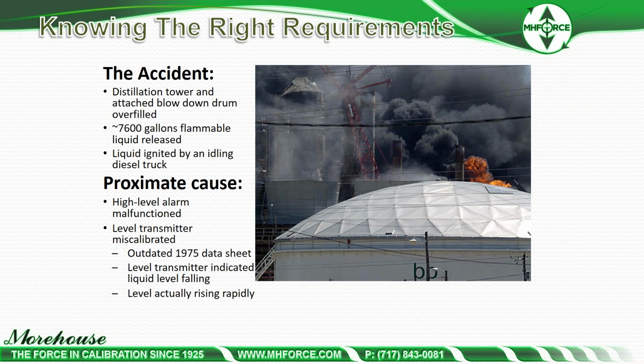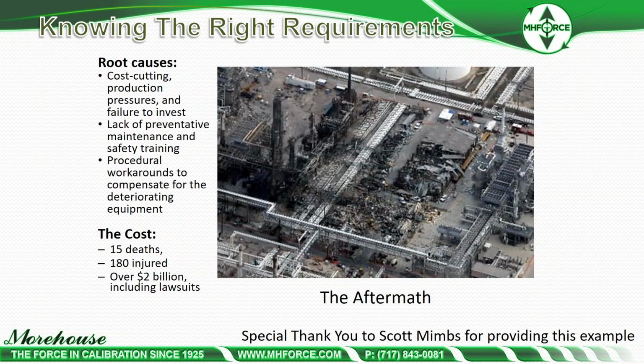We had some things happen such as a high-level alarm malfunction, a miscalibrated level transmitter, and an outdated 1975 data sheet. The level transmitter actually indicated the liquid level was falling when it was actually rising. These were things that could have been easily prevented. Then you dig deeper into it, and you have cost cutting, production pressures, and failure to invest. Hey, this happens. When your organization gets acquired by another organization, sometimes they come in and they cut costs.